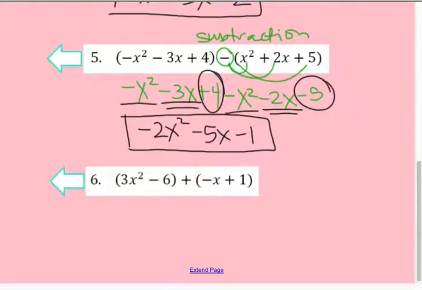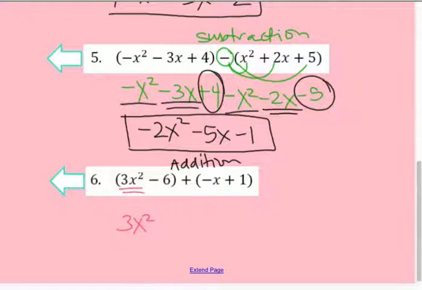And lastly, on the front side of our notes, we got number 6. We are once again doing addition. So all we need to do is combine our like terms. 3x squared, it's the only one, so 3x squared.